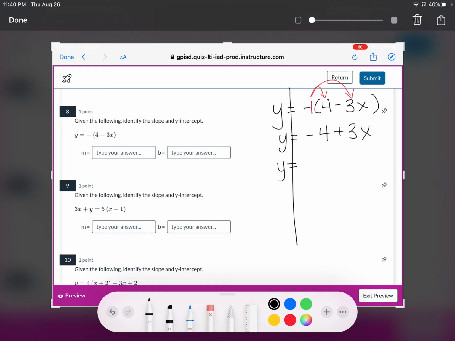The only thing you have to do on this problem is make sure you write your x term in the front. So on this problem, you would write the 3x first and the minus 4 in the back. Hopefully now you can figure out what m is and what b is.